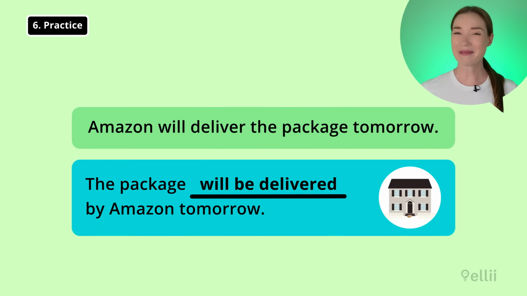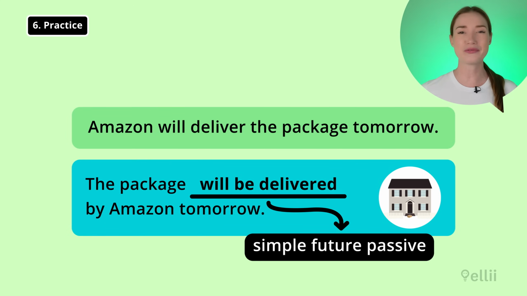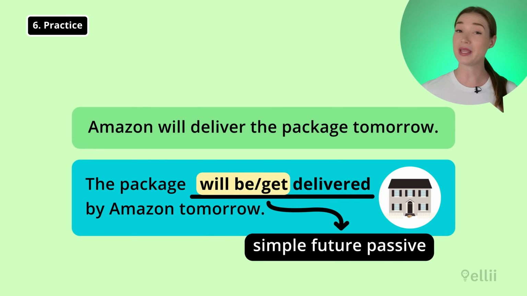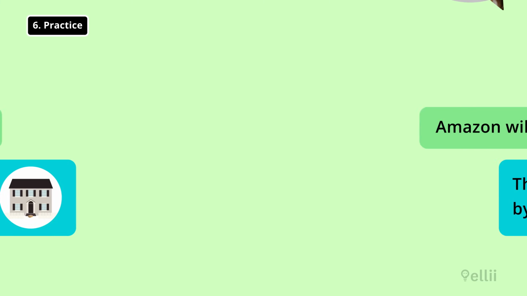You got it. Amazon will deliver the package tomorrow becomes the package will be delivered by Amazon tomorrow. This is a simple future passive sentence with the modal will. So will is followed by the base form of be or get plus the past participle delivered.